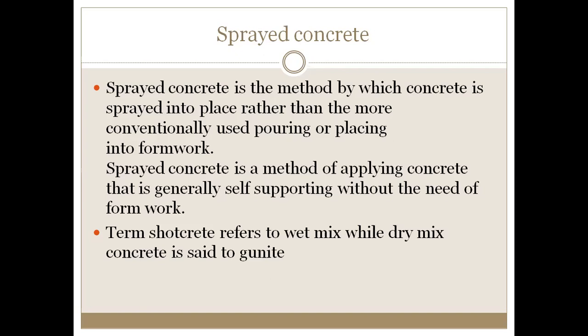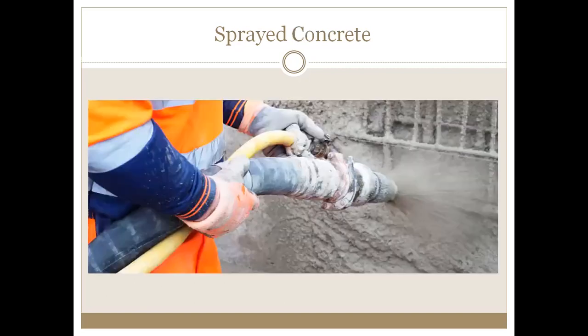There are two important terms in sprayed concrete. Number one is shotcrete and number two is gunite. The term shotcrete refers to wet mix, while dry mix concrete is said to be gunite. In this picture we can see a person spraying concrete onto a wall, while this yellow pipe is connected and used to supply water.